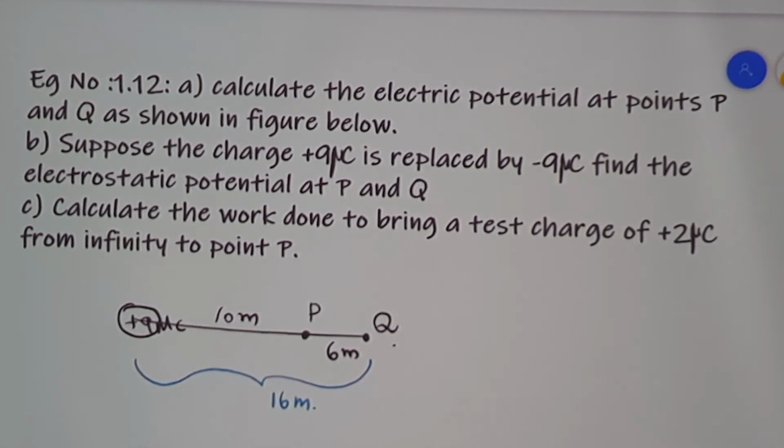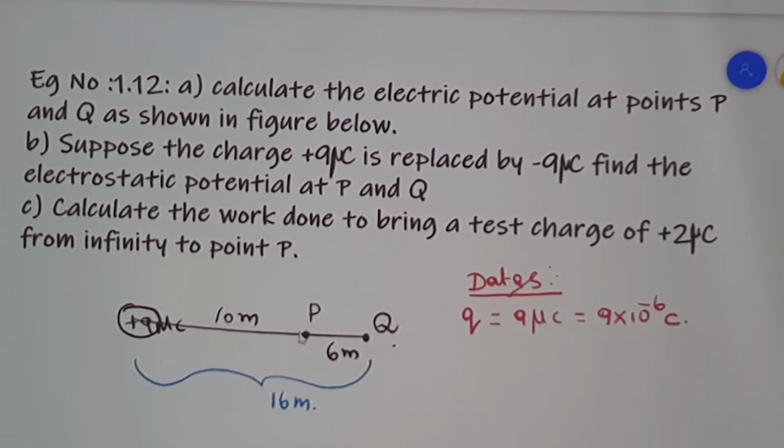So what data are being given? First of all, let us consider the data. We know the charge Q in the diagram is 9 microcoulomb, which is 9 into 10 to the power of minus 6 coulomb.